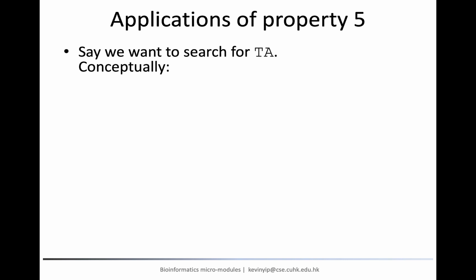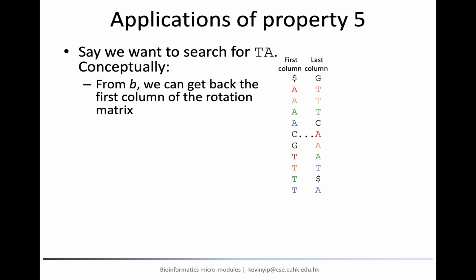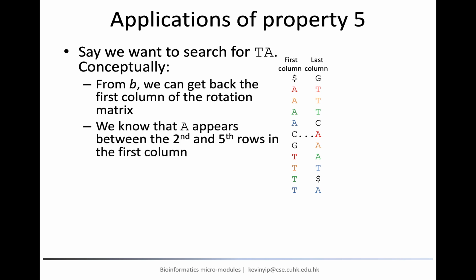The conceptual steps of our algorithm are as follows. First, starting from B, we get back the first column of the sorted rotation matrix, as we have seen before. Second, we determine the rows that have an A in the first column, and we find them from the second row to the fifth row. Notice that this must be a range of consecutive rows because all occurrences of the same character are next to each other in the first column.